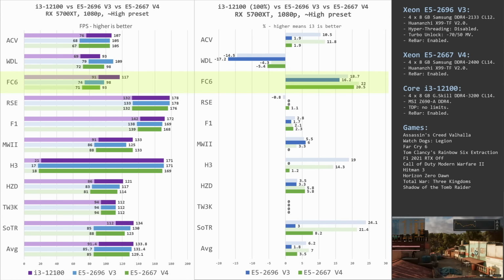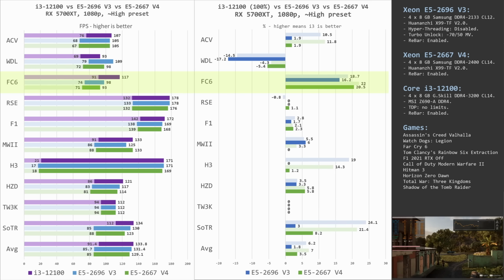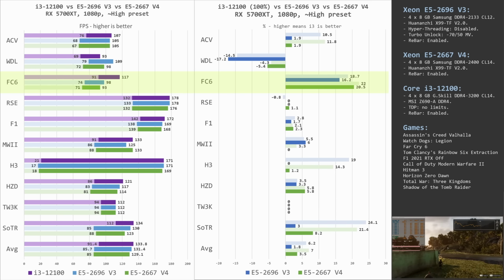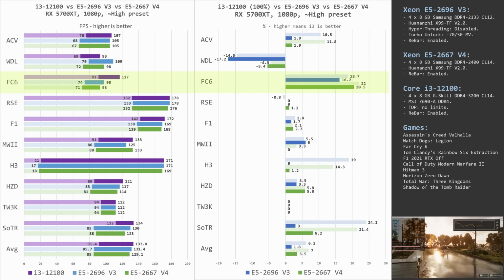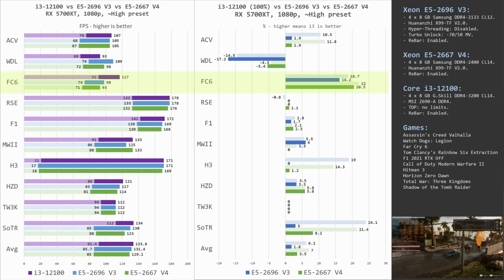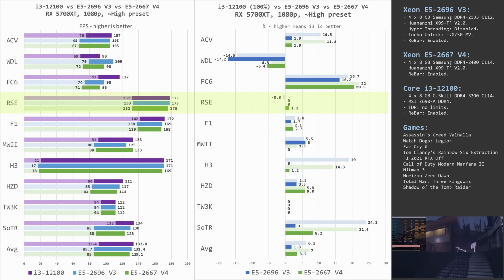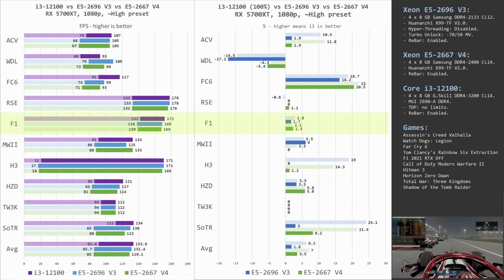Moving from optimized and demanding Watch Dogs Legion to not optimized and single-core Far Cry 6. Here, unsurprisingly, i3-12100 is much faster, 91 and 117 FPS, compared to 74 and 98 FPS and 71 and 93 FPS with the Xeon E5 CPUs. Rainbow Six Extraction doesn't really see a difference between these CPUs with AMD RX 5700 XT. All three CPUs deliver about the same performance, 132-178 FPS. F1 2021 slightly favors i3-12100, but overall the performance is very close.